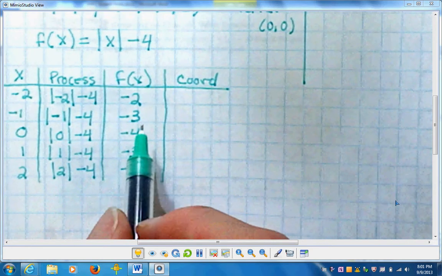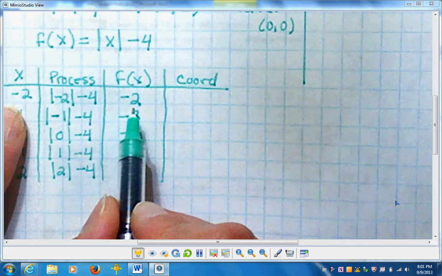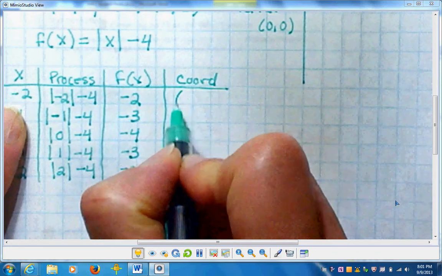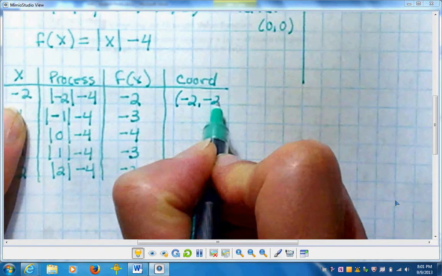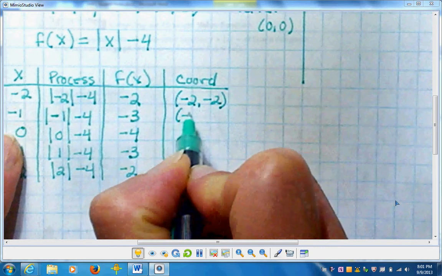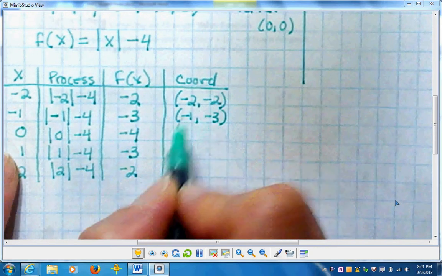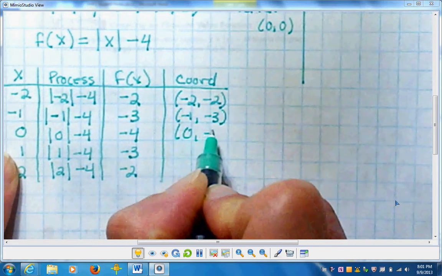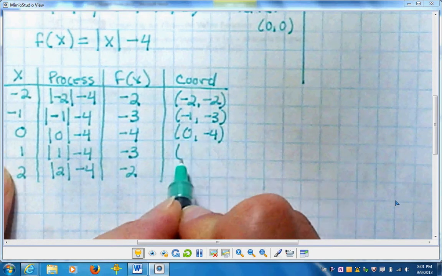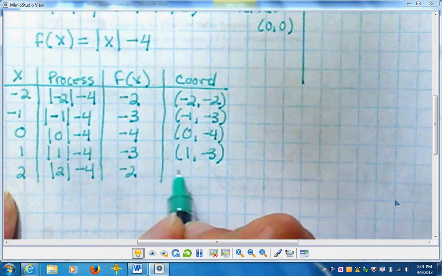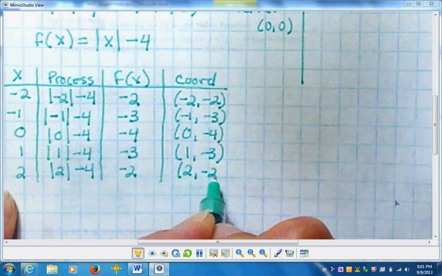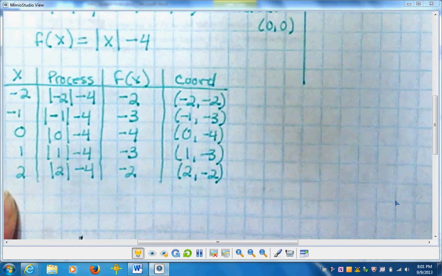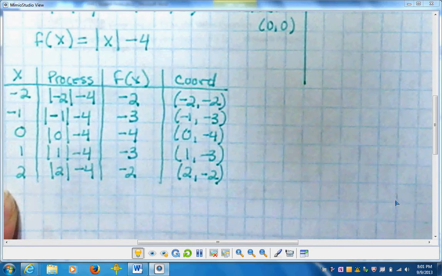So I'm going to get my coordinates from my x and my y column. So my coordinates are negative 2, negative 2; negative 1, negative 3; 0, negative 4; 1, negative 3; 2, negative 2. Okay, so now I have to take this information and graph it.